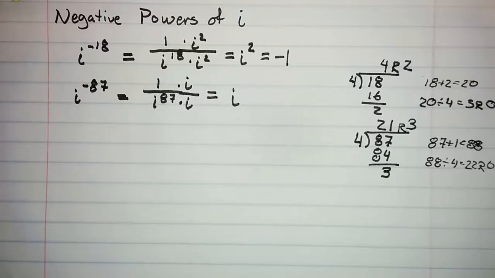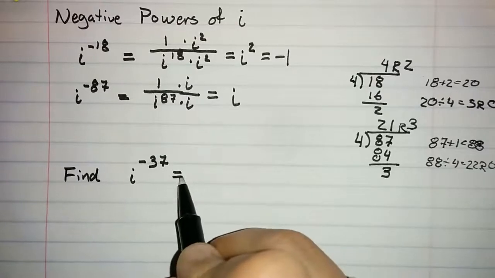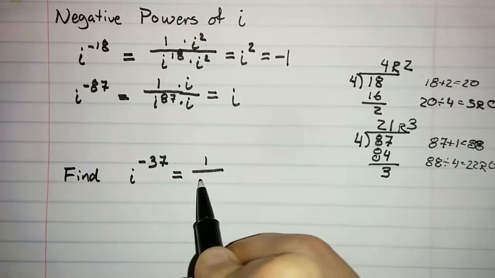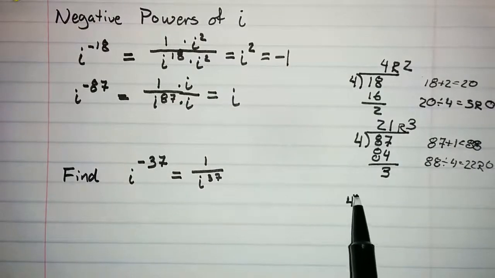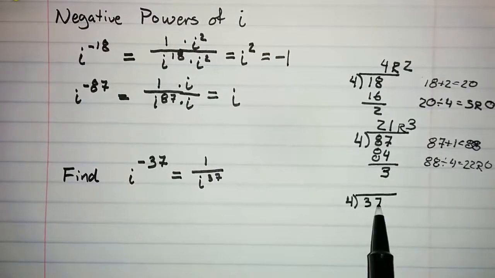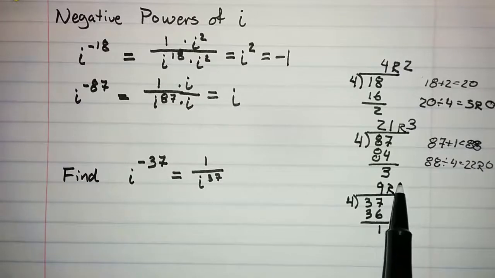I'm going to have you try one of these as well. Find i to the negative 37. Pause the video and try this now. All right, i to the negative 37, that's 1 over i to the 37. 4 goes into 37 9 times, using up 36 things, with 1 left over.